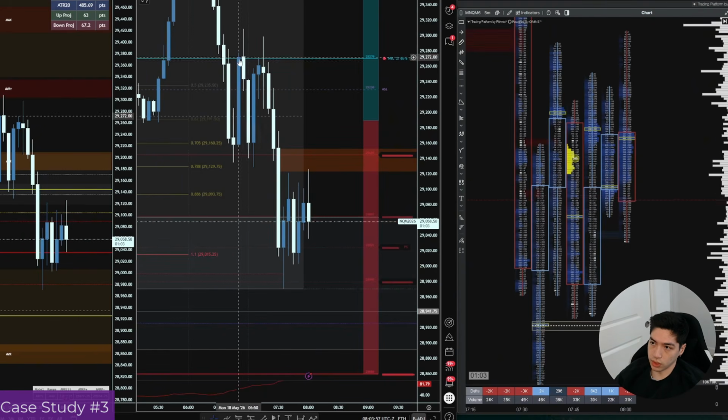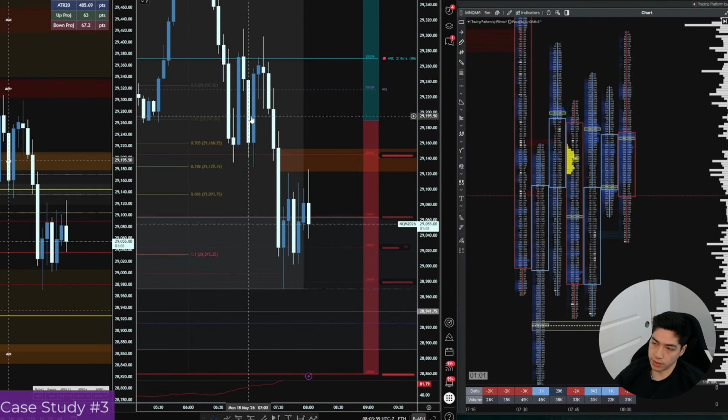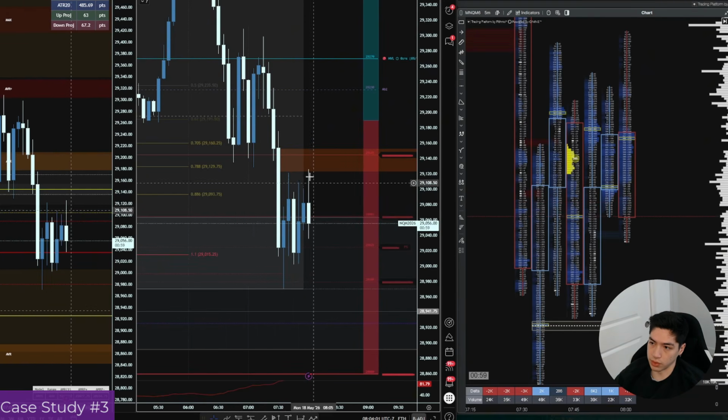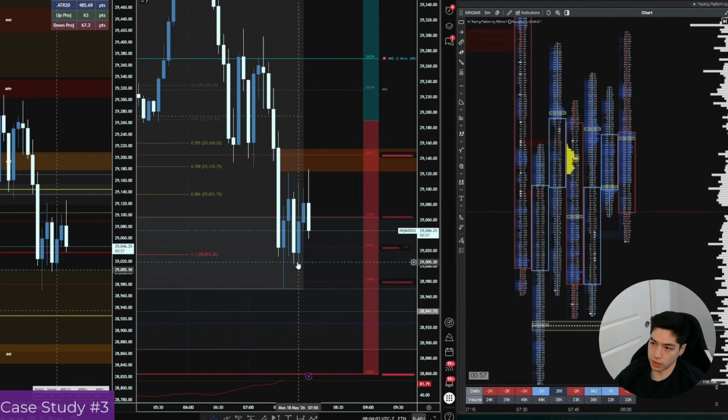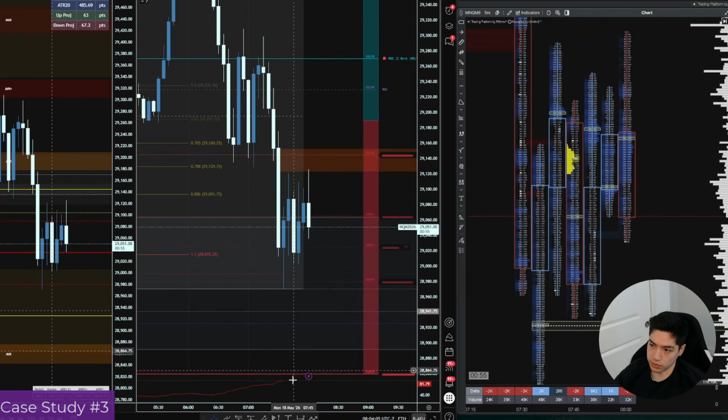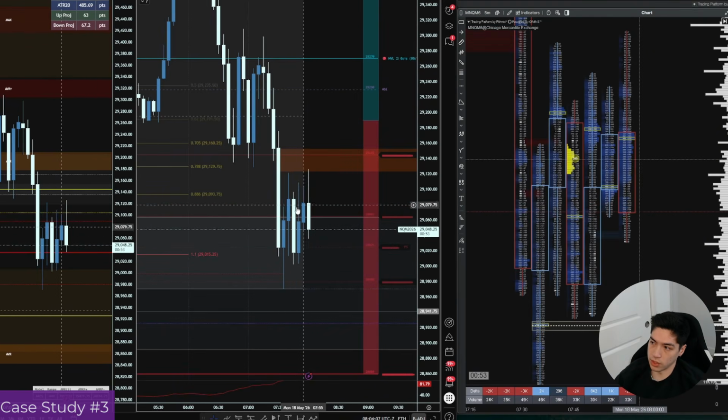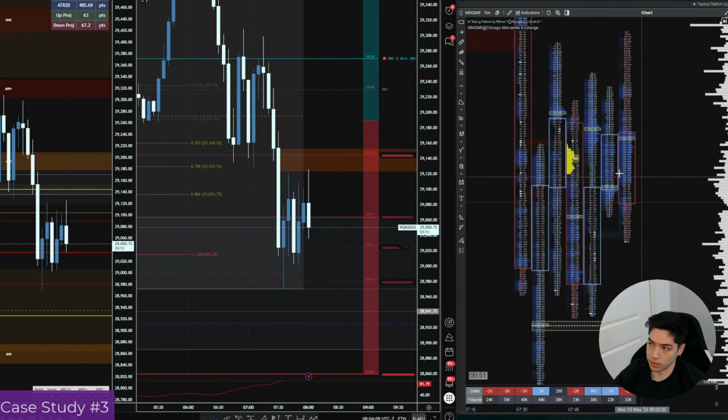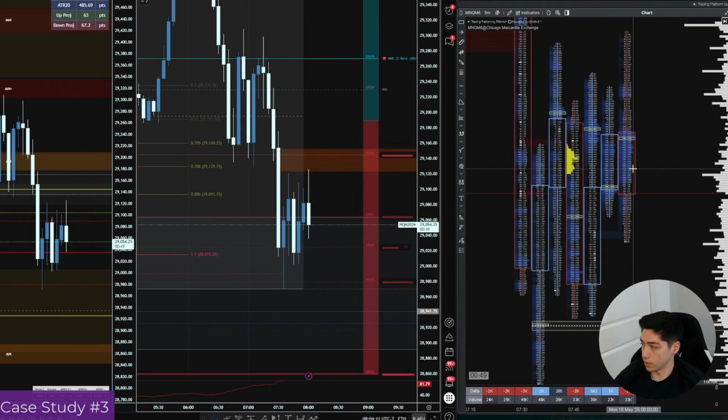We took a short up here. We got out for about 50 points. We were trying to target P1. We took another short right here. We got out for another 50 points, again trying to target P1. And then we were trying to go short again right here. We got hit out at break even.